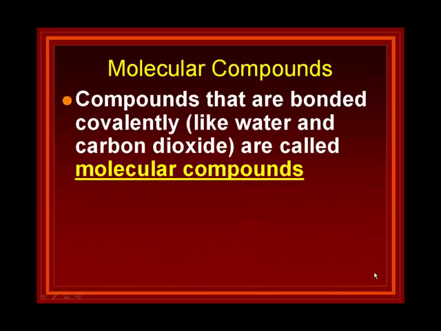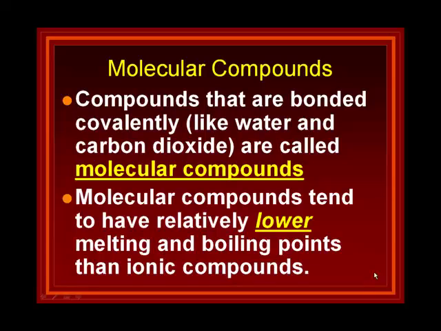So when we have compounds bonded covalently, they're called molecular compounds or molecules. For their properties, molecular compounds actually have lower melting and boiling points than ionic compounds. So you should be able to tell the difference between a molecular compound and an ionic compound based on the boiling point, high boiling point or low boiling point.